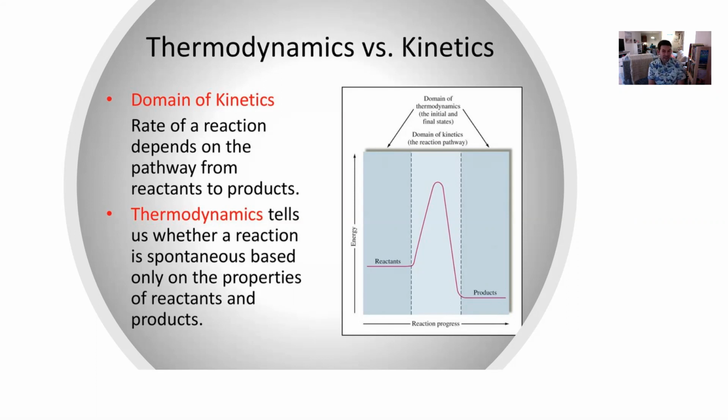Thermodynamics has nothing to do with speed, but thermodynamics does tell us whether a reaction is spontaneous based only on the properties of reactants and products. So when we looked at these energy diagrams, we know a reaction is exothermic or endothermic based on where the reactants and the products end. There is more to that story that we'll be looking at this unit, but we are not looking at how fast the reaction occurs. That would be kinetics, and we've already learned that.